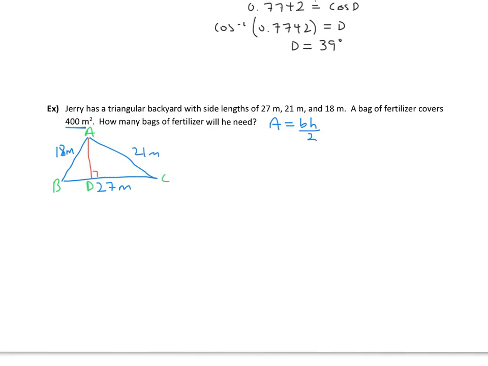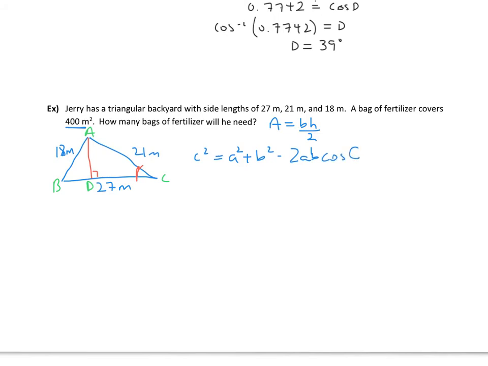But I only know one of those sides of either of those triangles, and I don't have any angles other than the 90-degree angle. So here's what I'm going to do. I'm going to use my cosine law, and I'm going to solve for one of my angles. Let's say I'm going to solve for angle C in here. I'm going to set this up so I have C squared is equal to A squared plus B squared minus 2AB times the cosine of angle C.